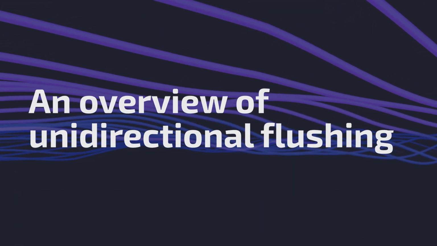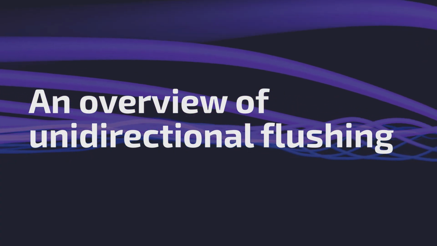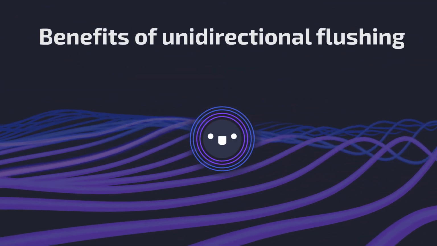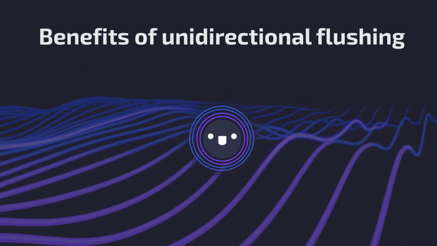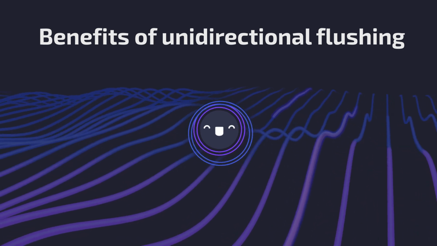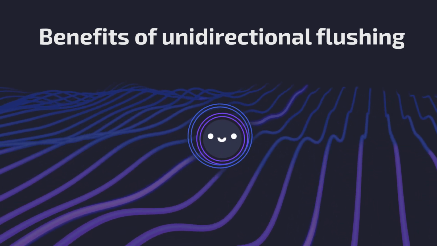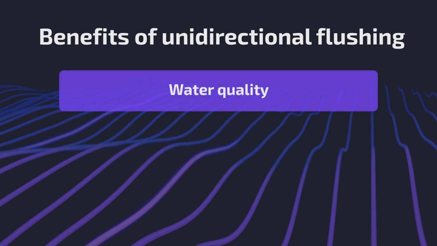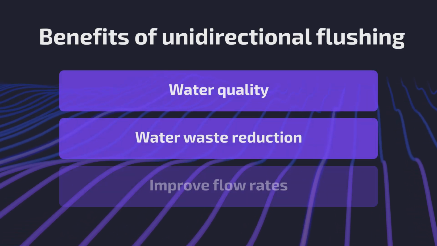First, let's review the advantages of unidirectional flushing. To keep water systems running efficiently, unidirectional flushing forces water in a single direction, increasing velocity and improving pipe cleaning. This helps to enhance water quality, reduce water waste and improve flow rates.